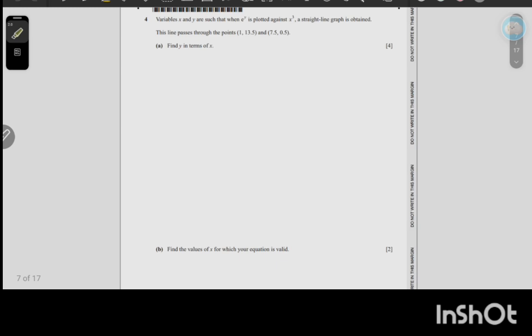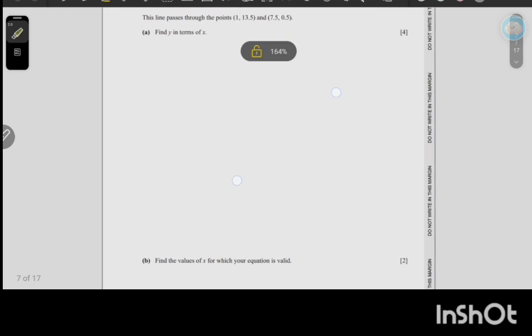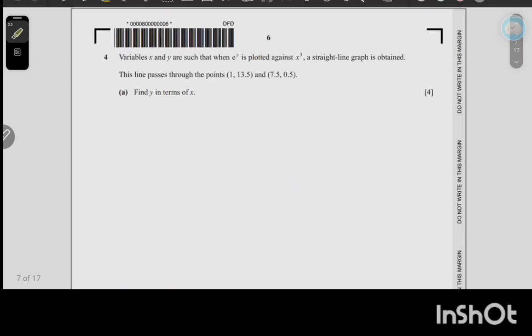Look at this one. Variables x and y are such that when e power y is plotted against x cube, a straight line graph is obtained. This line passes through the points (1, 13.5) and (7.5, 0.5). Find y in terms of x.